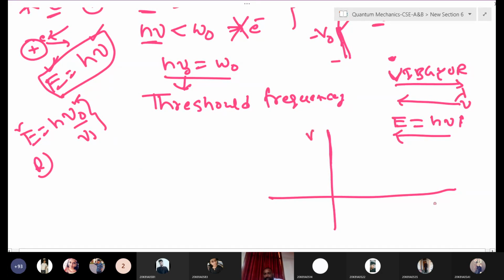This is potential and this is frequency. You will get, suppose this is the blue, sorry, this is the blue, red, or like this. You will get different threshold frequency. So suppose this is blue, this one green, red.